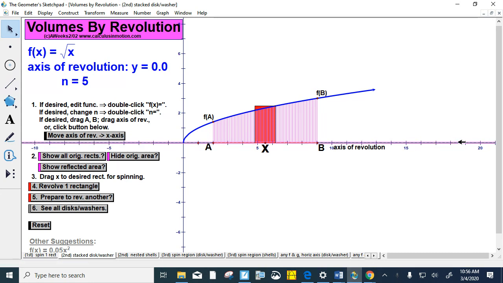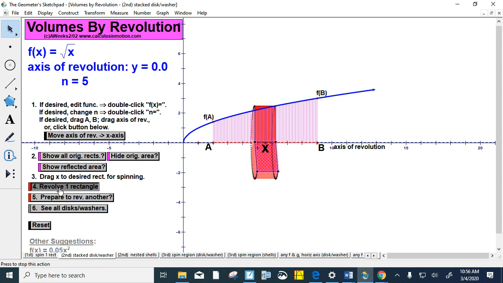Okay, and I have my Geometry Sketchpad program here that'll show us this area, which is under the square root function. We're going to take a rectangular area and revolve it. Let's see what happens when we revolve one rectangle. There it is, it's revolving. So it revolved, yes? But that's only one rectangle.